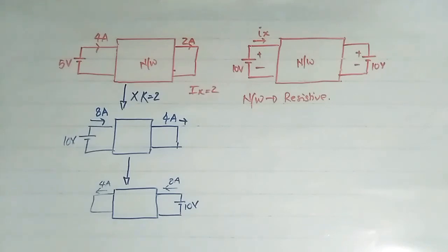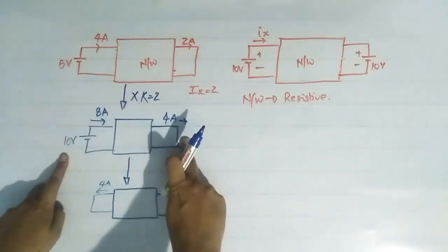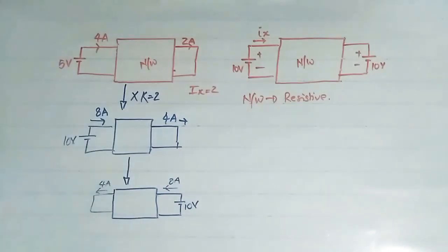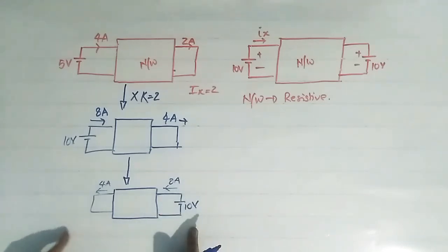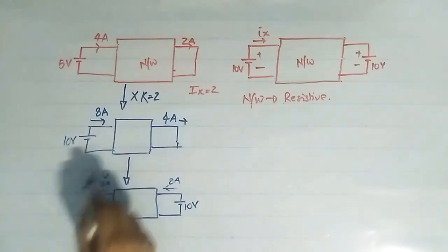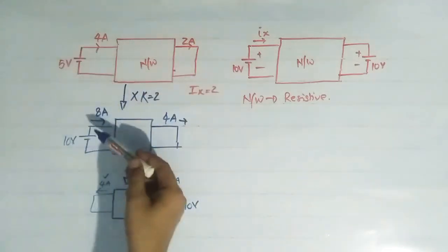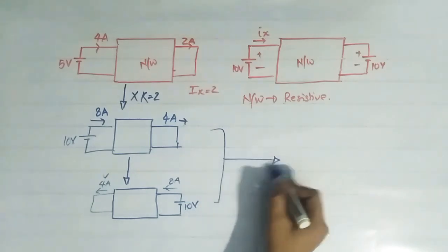Now we have to apply the concept of the superposition theorem. As per the superposition theorem, suppose we apply 10 volt here and short circuit this branch, then suppose current is 8 ampere, and if we apply 10 volt source here and short circuit this branch, then current is 4 ampere here. And if we apply both the voltage sources of 10 volts simultaneously, then what will be the current in this branch? That will be equal to the sum of these. So we will apply the superposition theorem here.